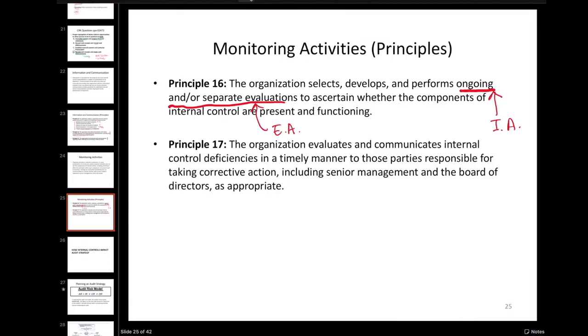Because they're coming in once a year to do those evaluations to say, hey, do I think internal controls are functioning properly? And then once they've performed those evaluations, again, if they find controls aren't effective and there are deficiencies, they're going to communicate those to parties that can take corrective action, okay, fix controls.